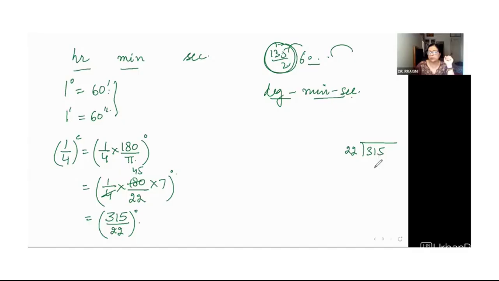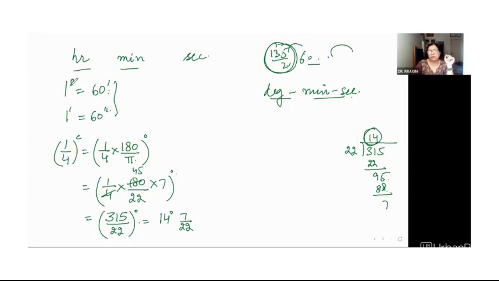22 ones are 22. 22 times 4 is 88. Right? So now we see this is the complete degree measurement, which is free of any fractions. So this is 14 degrees, and what is left now? 7 by 22. 7 by 22 is the part of the degree which cannot be converted into 1 degree. It is less than 1 degree.